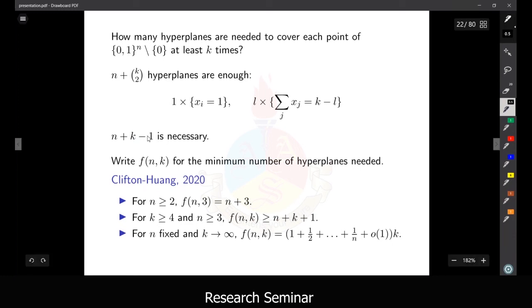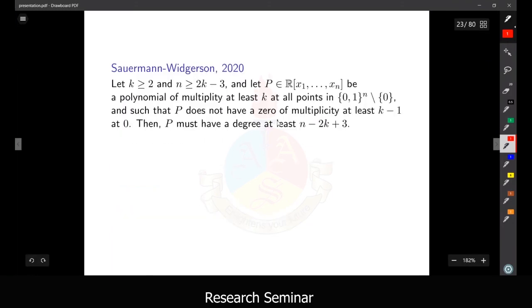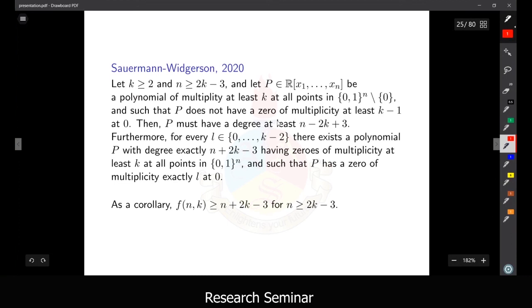And Clifton and Huang conjecture that actually we need n plus k choose 2. And for a very simple reason, namely they just couldn't find any better hyperplane cover of our hypercube. So if they are correct with this bound, then we actually need some better tool than just the polynomial method.